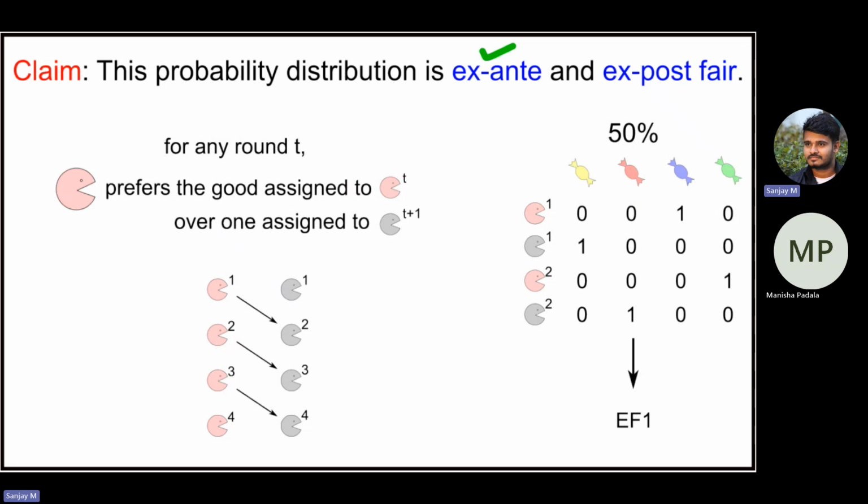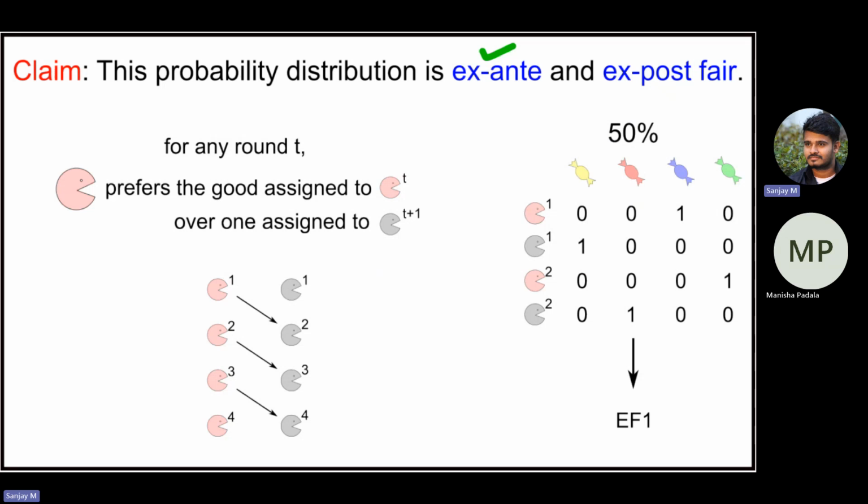The key observation to make here is that you look at any round T. Round means this is round 1, this is round 2, the time window. Look at any of those time windows. Any agent, say the red agent, is going to prefer the good that is assigned to it in the Tth round by this allocation, compared to the one that any other agent gets in the T plus 1th time window.